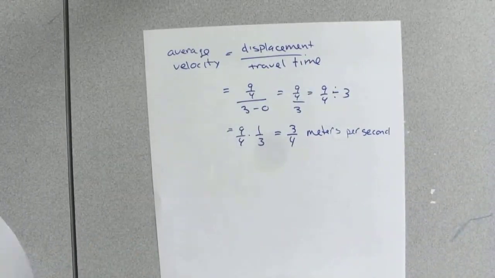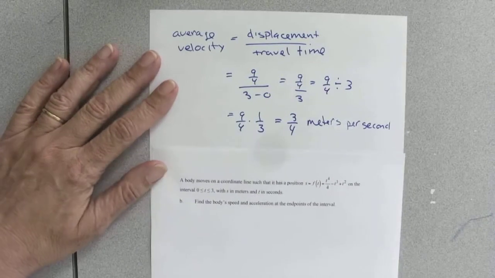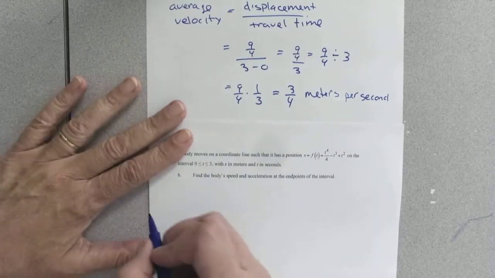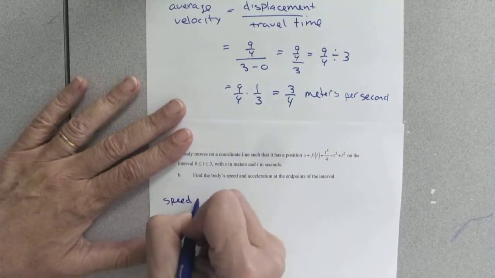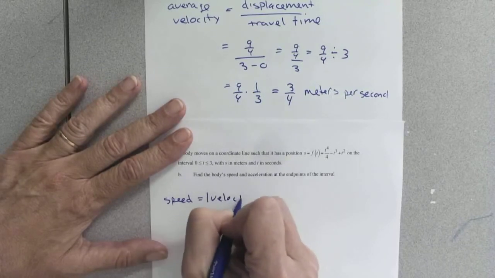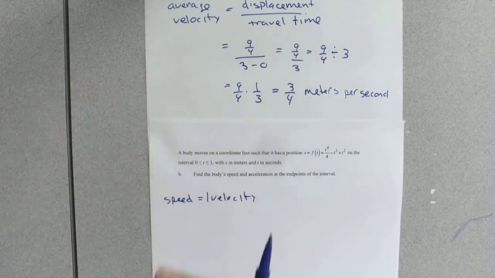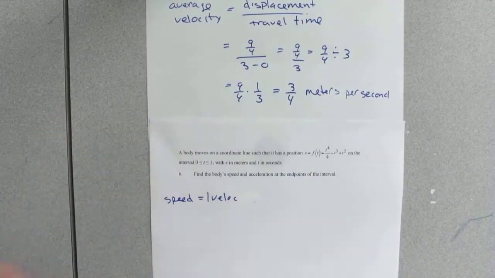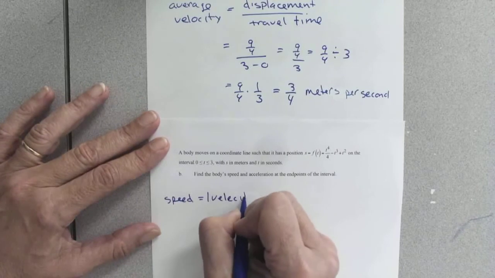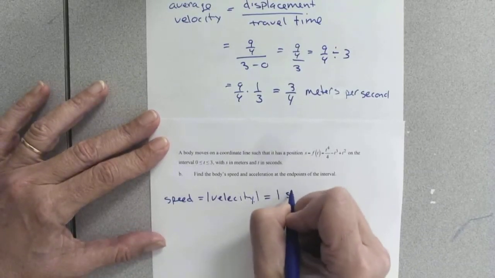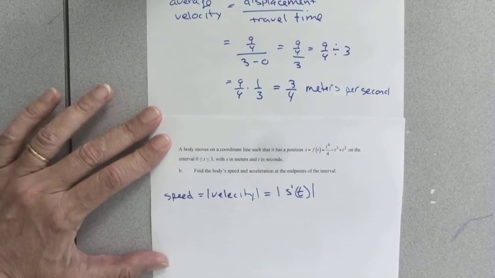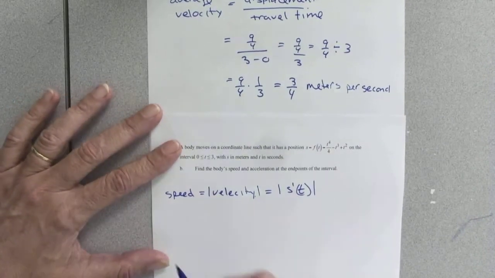Okay, next one. Letter B. Find the body's speed and acceleration at each of the endpoints of the interval. So speed is the absolute value of velocity, which is the absolute value of the first derivative. Velocity is the first derivative.